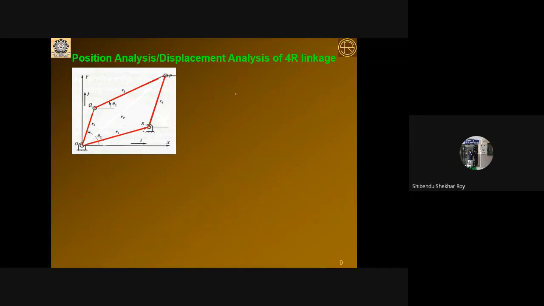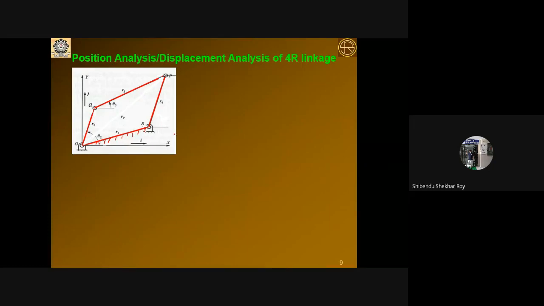So next is the position analysis or displacement analysis of 4R linkages. Now 4R linkages means 4-bar linkages. All 4 joints are revolute joints, that you have seen many times in a number of videos. Now in the 4R linkage, this one is a ground link. So this one will be your ground link. It is obvious also, it has been shown symbolically here. So this is the grounded link. This is link number 1.